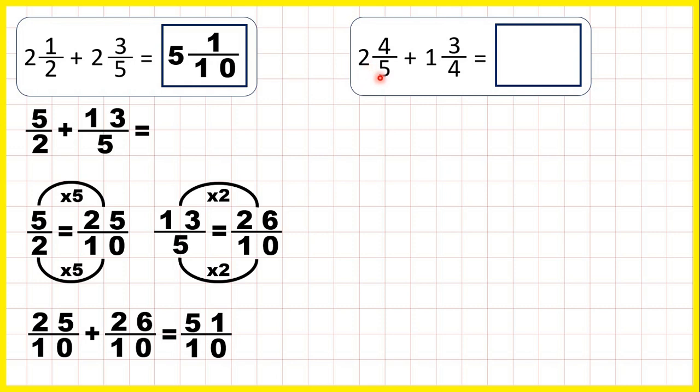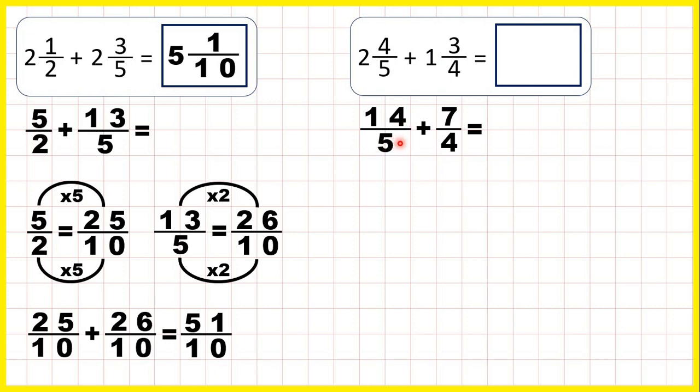Now 2 4/5 plus 1 3/4. Again, we can change both mixed numbers into improper fractions. 2 times 5 is 10 plus 4 is 14, so that's 14/5, and 1 times 4 is 4 plus 3 is 7, so that's 7/4.